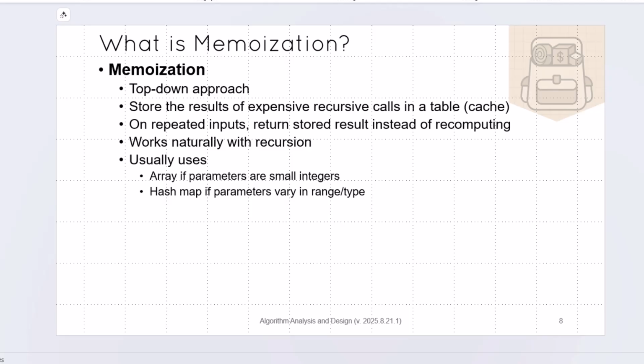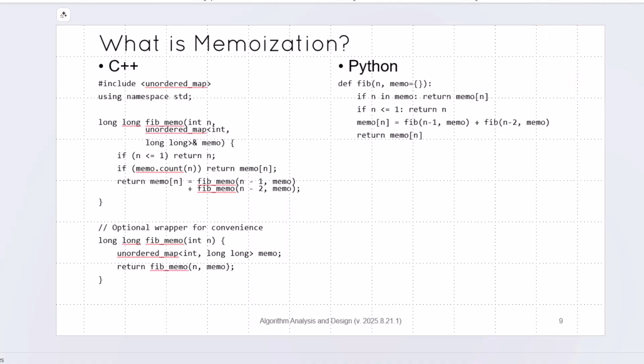What does memoization do? Well, it's a top-down approach. It stores the results of expensive recursive calls in a table, which we often call a cache. Some people say cache, but that's more of a military, like weapons cache, but a cache is really the appropriate way to say this. On repeated inputs, we return the stored result instead of recomputing, and it works naturally with recursion. Usually it uses an array if the parameters are small integers, and a hash map if the parameters vary in range or type. And then I gave some examples with C++ and Python.